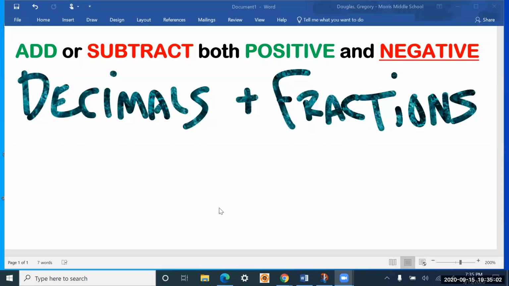Okay, so here's what we're doing today, guys. We are going to be working with the operations of addition and subtraction. I don't know if you can see this toolbar. All I really want to do is move it. There we go. Get it out of the way.